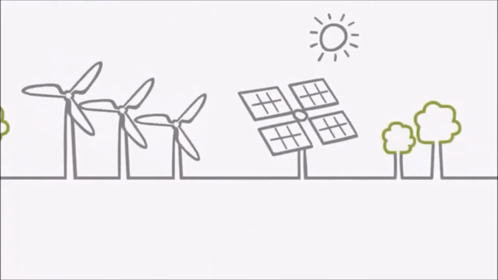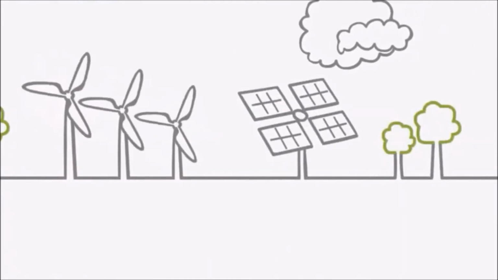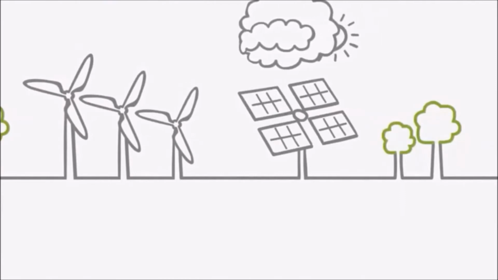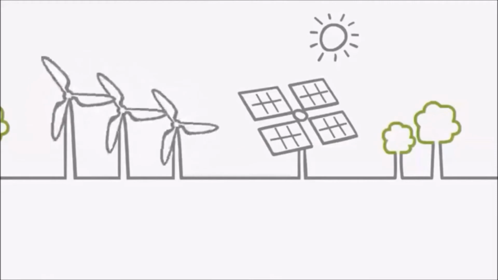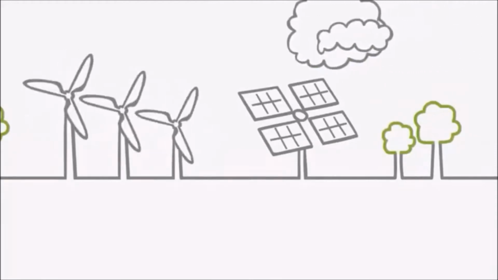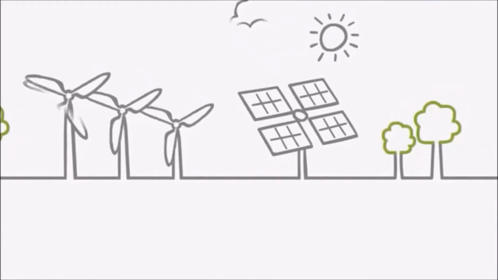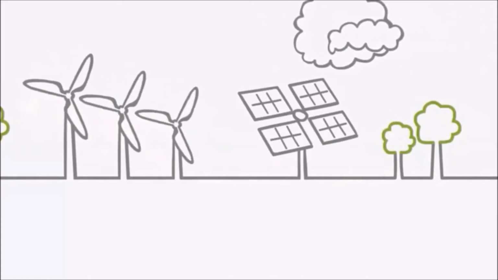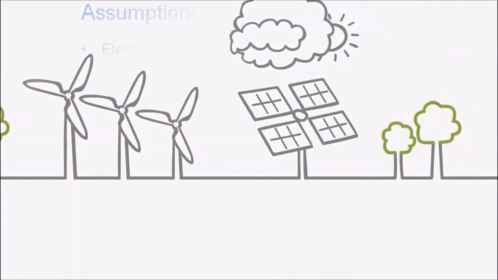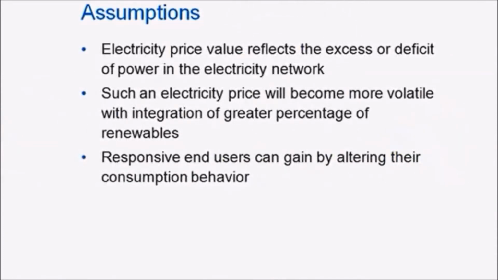However, renewable energy sources which depend on solar irradiation or wind speed are intermittent in nature, and their generations vary and cannot be actually forecasted at any real time, which makes the balancing problem between load and supply more and more difficult. We assume that the electricity prices reflect the excess or deficit of power in electricity network. Such an electricity price will become more volatile with integration of greater percentage of renewable energy sources.